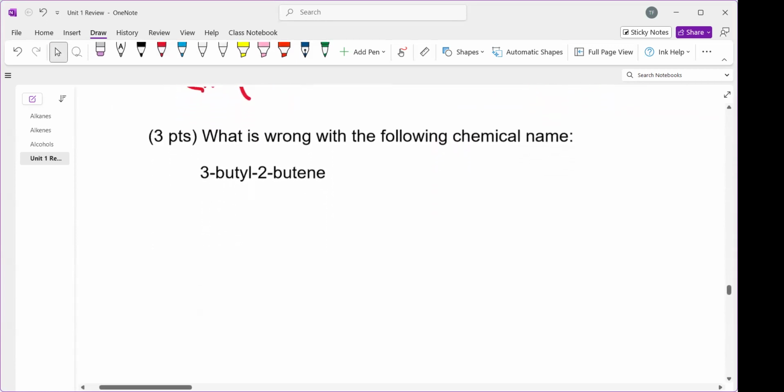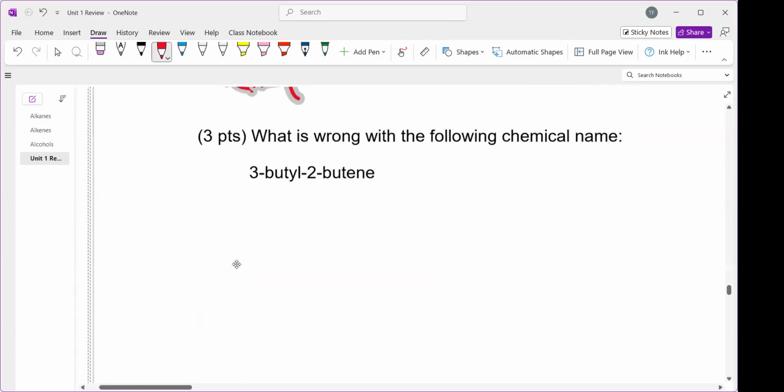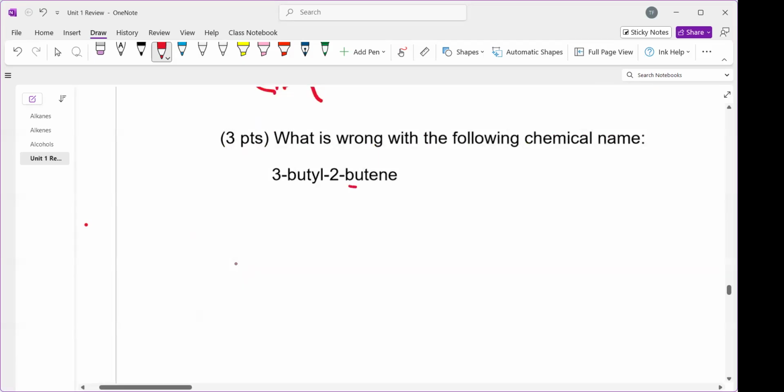Okay, what's wrong with the following chemical name? Well, let's draw it out the way it says to start with. Okay, the backbone is four carbons, and it's an alkene. Okay, so we go 1, 2, 3, 4. And it says 2 butene, so that means it's going to be this, and 3 butyl. 1, 2, 3.